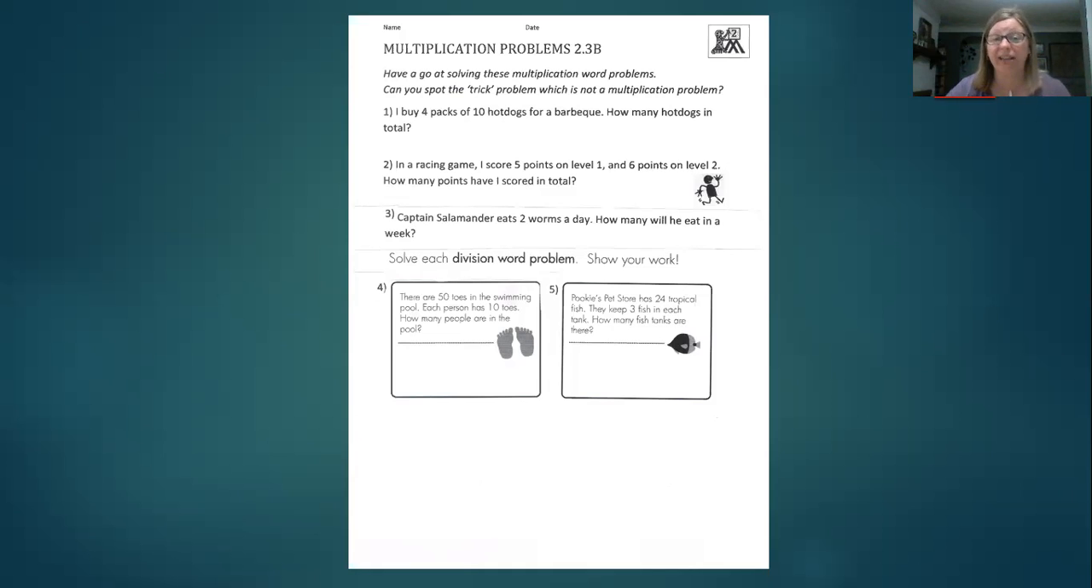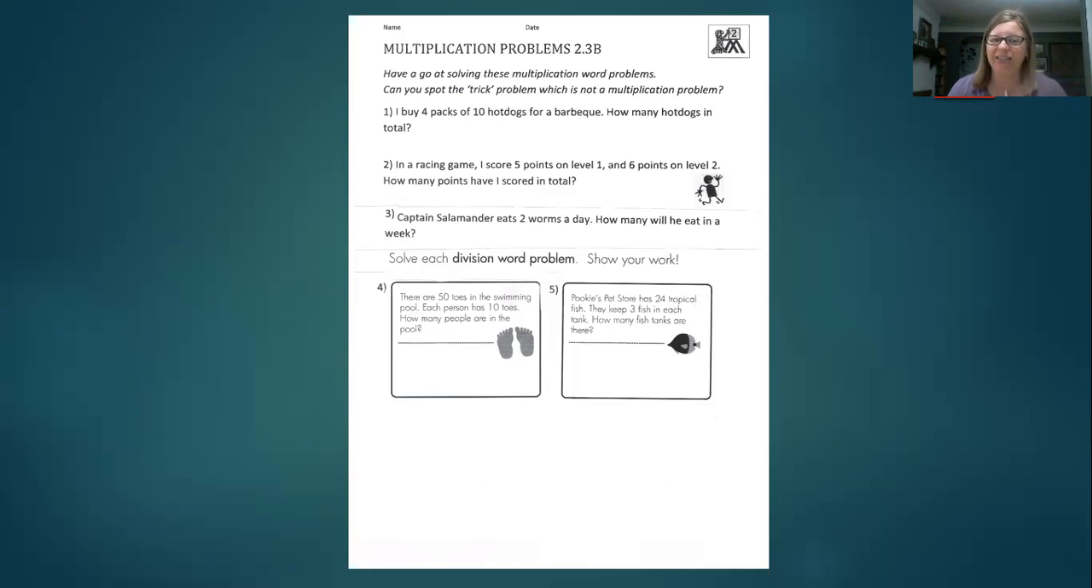All right, so that's the multiplication section. So make sure you write the answers for each of those questions. Please use a separate page, scrap page, for doing your work, or use counters for that. The next section is division word problems or story problems. Solve each division word problem and show your work.